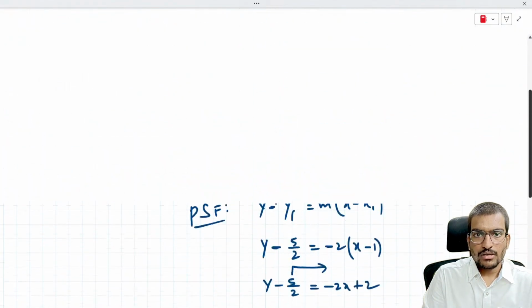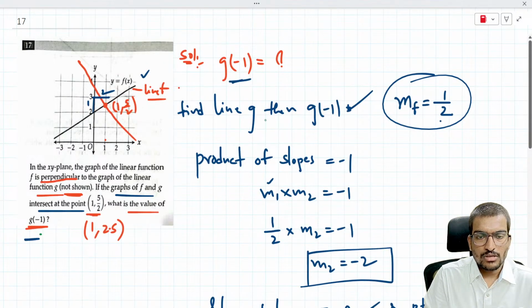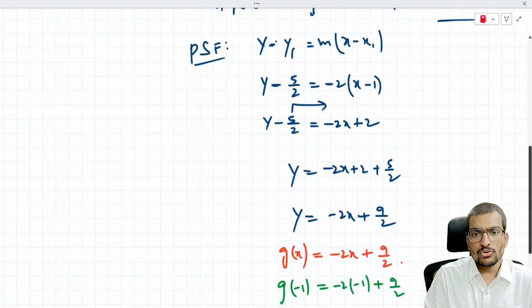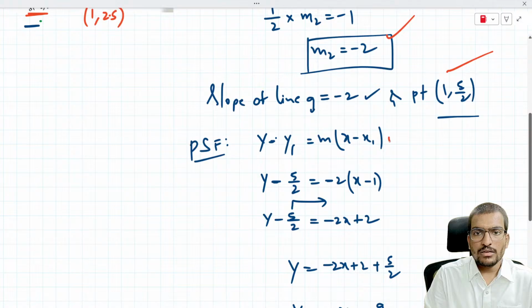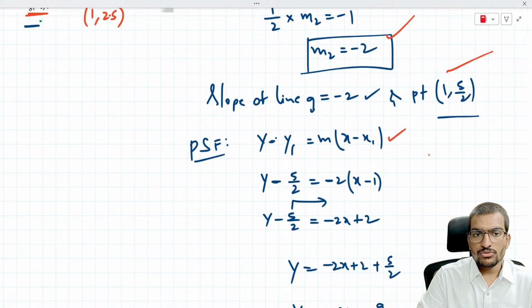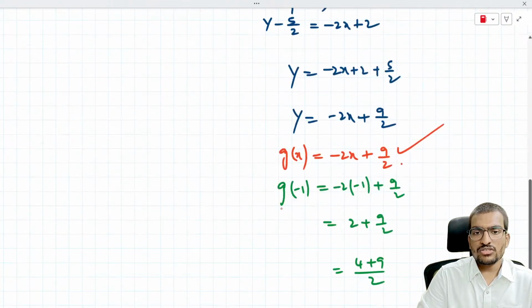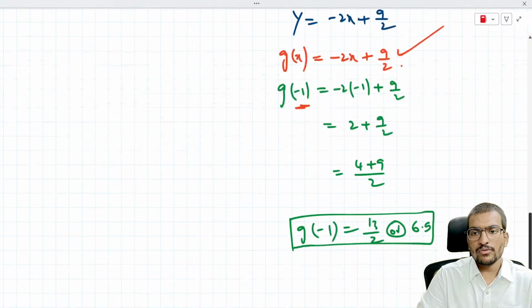Yes, done. How did I solve it? First, to find the g of -1, I need line equation. So to find line equation, I have only a point. I don't have slope. So I found slope. I used the point and used it in the point slope form and I got the equation. After getting equation, I got the value of g of -1.